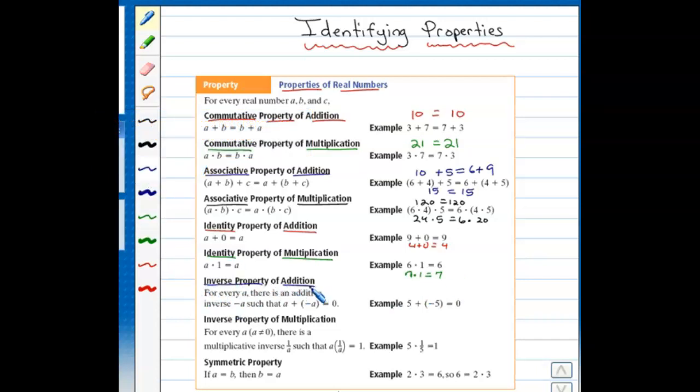The inverse property of addition states for every A, there is an additive inverse negative A, such that A plus negative A is equal to 0. So a number plus its opposite is equal to 0. 5 plus negative 5 is equal to 0. 2 plus negative 2 is equal to 0.